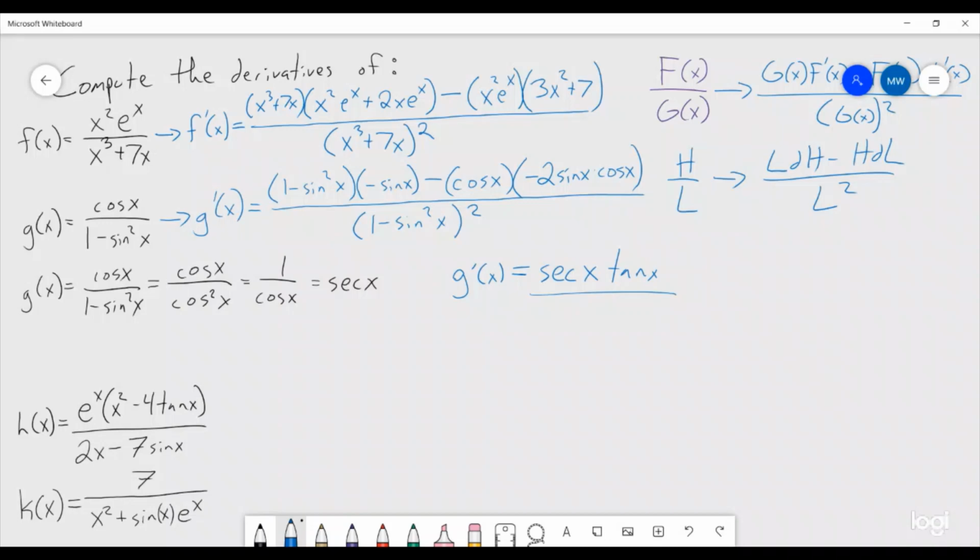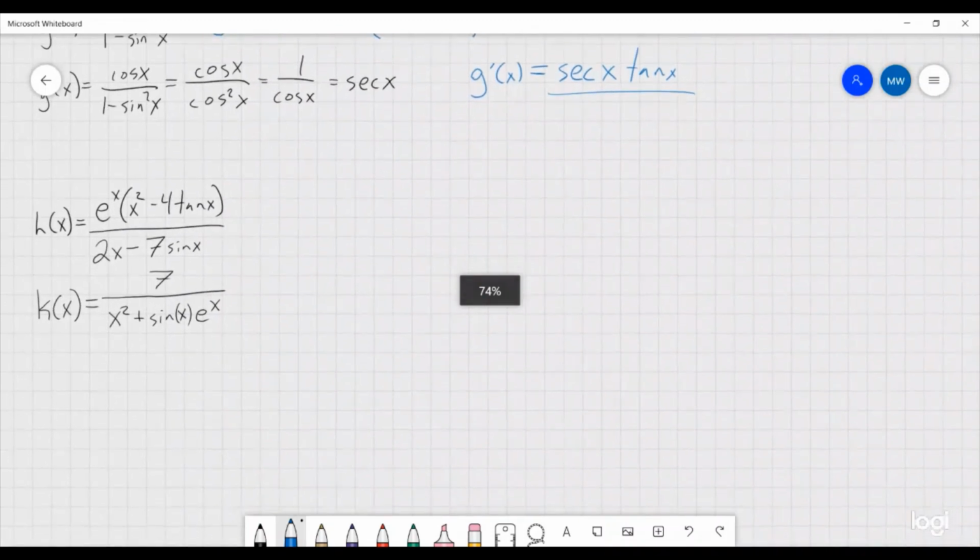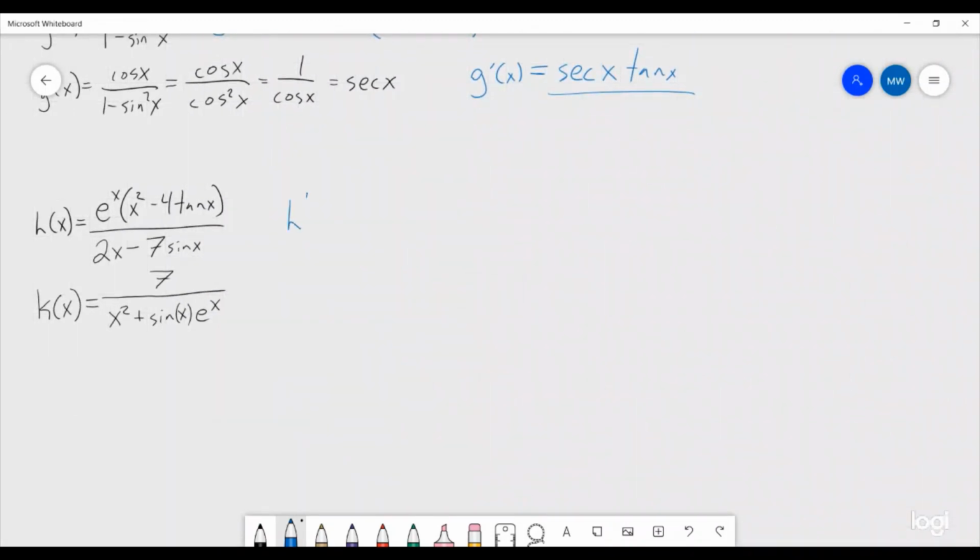Okay, so let's now do the next one. So let's look at the derivative of h of x. Well, h prime of x, we got to follow the pattern. We got low d high minus high d low all over the bottom squared. So we got low d high, so that's 2x minus 7 sine x. D high, the derivative of the top, this is a product rule. So we got first times the derivative of the second, so that's e to the x times 2x minus 4 secant squared x. And then we add the derivative of the first, that's e to the x times the second, x squared minus 4 tangent x.